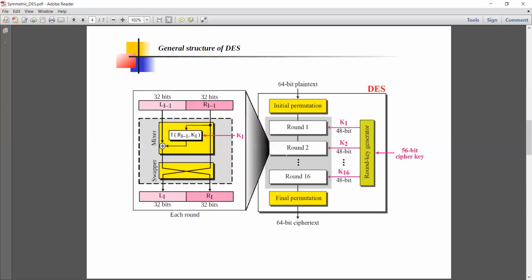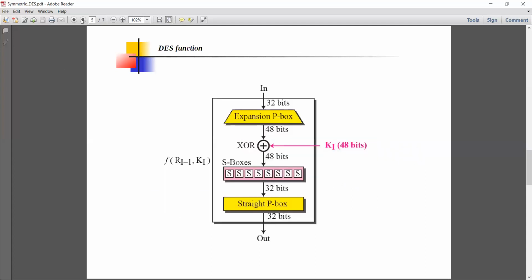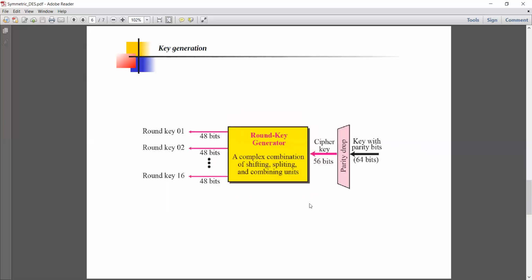Look at this. Here, there are 16 rounds, round 1, round 2, and so on, and each round consists of several functions that are depicted in this picture. Each of these functions is mentioned within the notes. These consist of functions such as the expansion P-box and the straight P-box, and all these things are elaborately written in the notes. So in this way, DES produces the ciphertext.